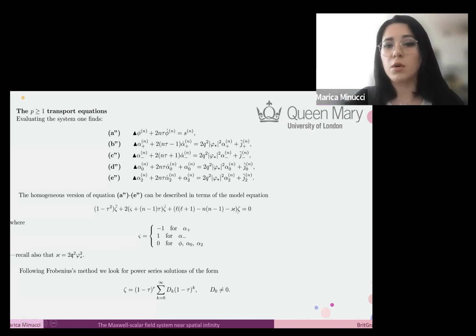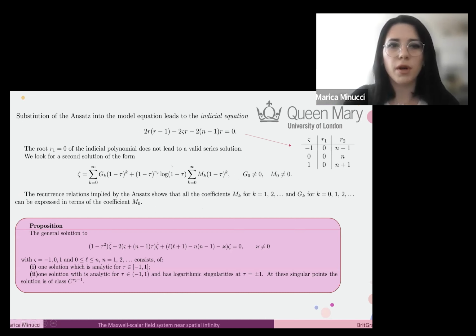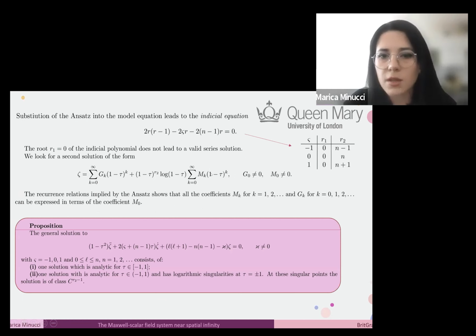This model equation doesn't fit our previous scheme to work on the solution, so we had to find a different way to solve this equation. In particular, we recast the Frobenius method to find a solution. So we prescribed this power series solution, and once replaced into our model equation, what we found out is that we had to solve an indicial equation. And with the result of this indicial equation, we had to compute the recurrence relation between the coefficients to find a valid series solution. What happened is that for the root r equal to 0, we have no valid series solution, so we had to look for a second solution. And from here, we found a valid series solution.